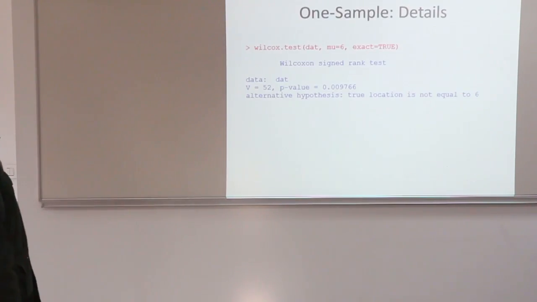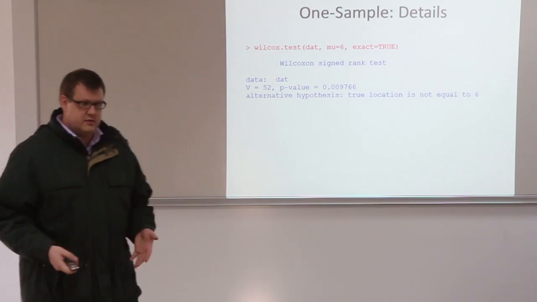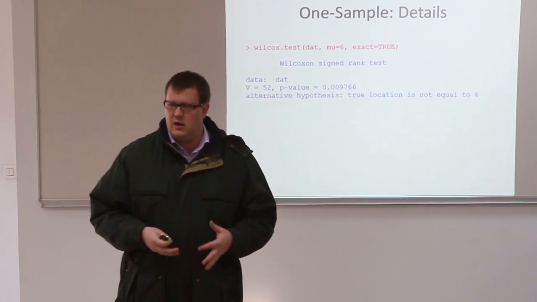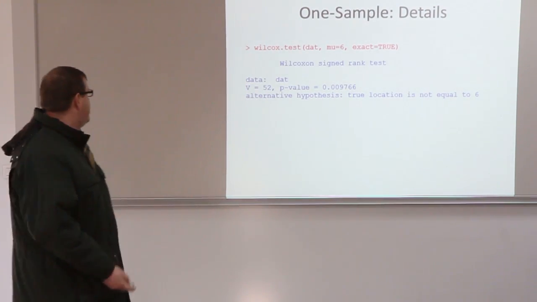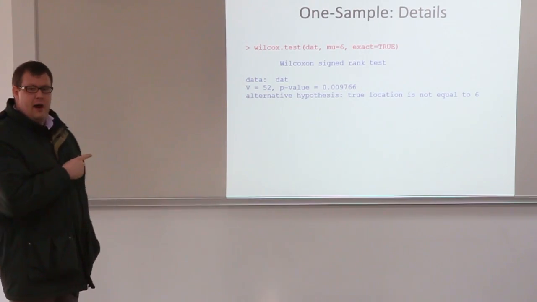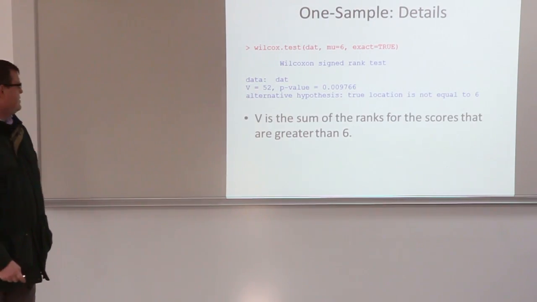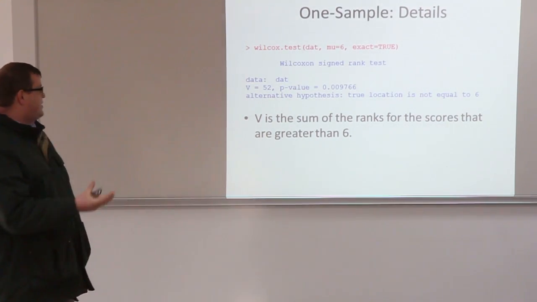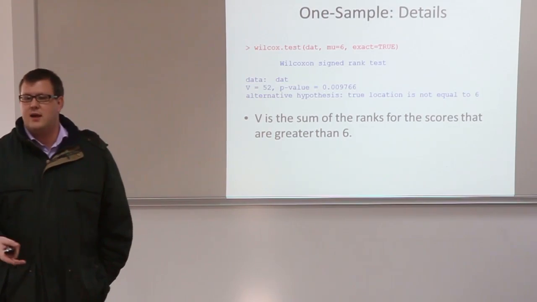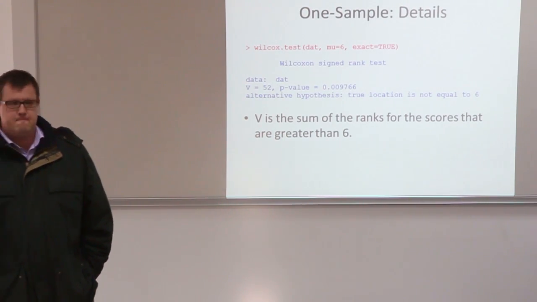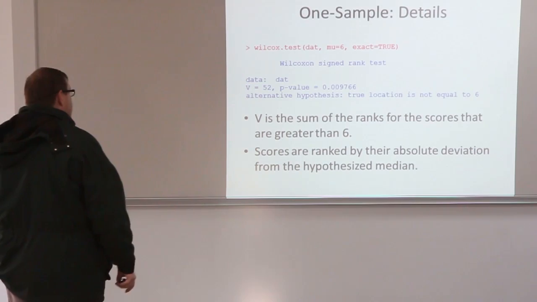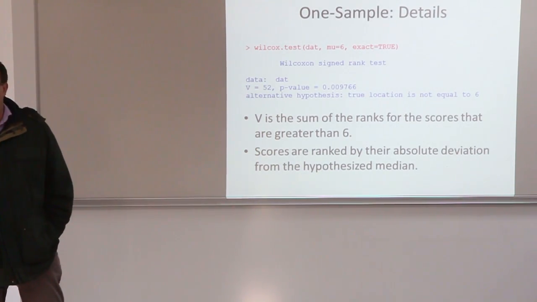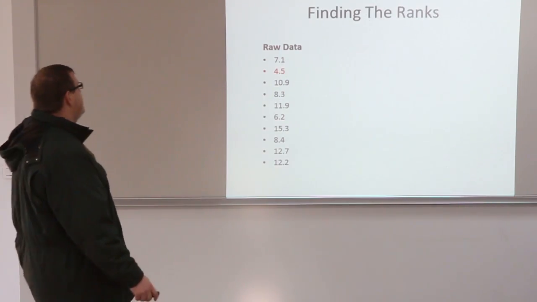So let's talk about the details: how we get the things that we're getting, how we're getting the p-values, how we're getting the V's and the W's and what those things are. So last class we talked a bit about the details for the one sample test, right? We said that V is equal to the sum of the ranks for the scores that were greater than our hypothesized mean or median. And we said that we are going to rank the scores by their absolute deviations from the hypothesized median. Let's go over this one more time.